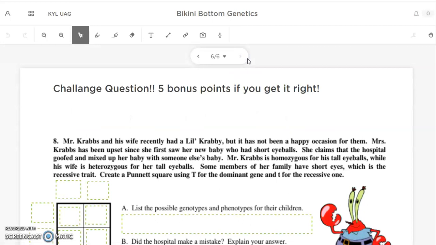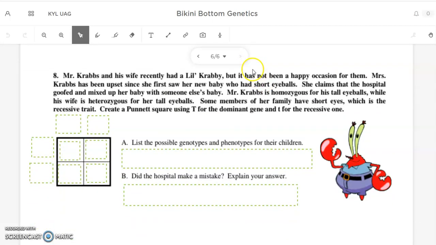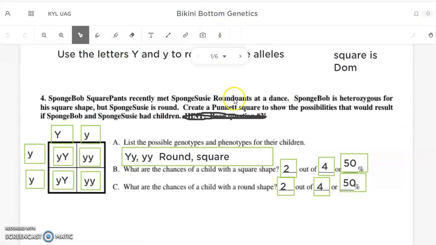All right. Now, slide 6 is a challenge question. It is, did the hospital make a mistake? Are little crabbies Mr. Krabs' little crabs? That is the entire assignment. Good luck.